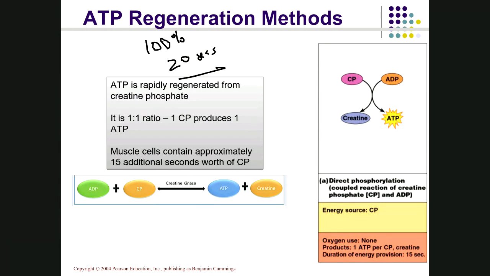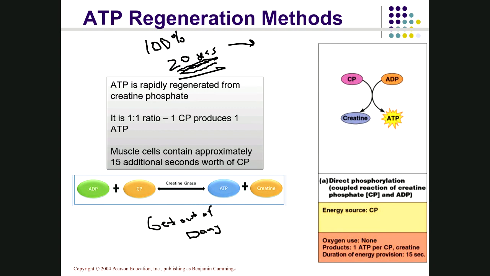Well, it doesn't sound like much, but you can actually run a long way in 20 seconds. You can jump a long way in 20 seconds. And so this 20 seconds can help you get out of danger. It can help you save yourself.